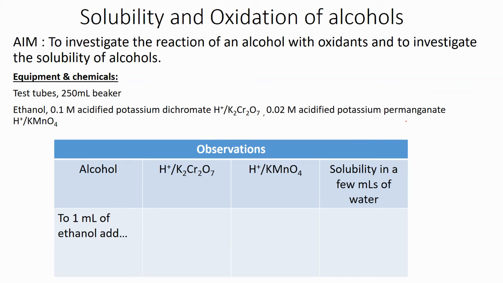So, solubility and oxidation of alcohols. We did this reaction and we just added a few moles of ethanol, and we found that the potassium dichromate went from orange to green, and the potassium permanganate went from purple to colorless, and ethanol was soluble. It didn't form 2 layers. And so that's the end of this video, which is about the chemical reactions of alcohols: oxidation, substitution, elimination, and also we covered combustion. Thanks for listening.